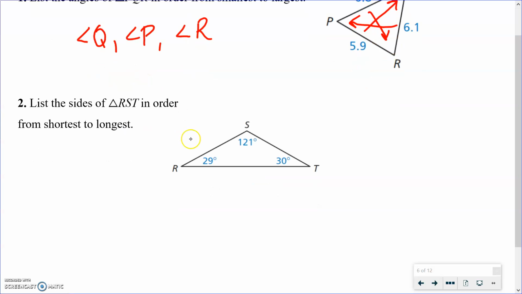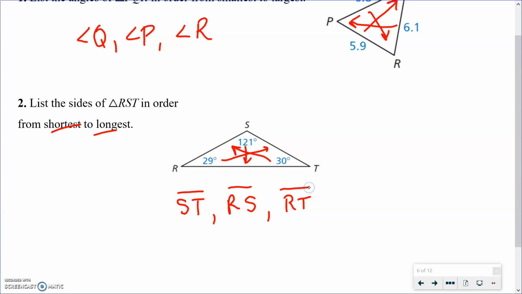All right, and then you can use the angles to do the same thing and list the sides from shortest to longest. So again, the smallest angle is across from that side right there, which is ST. So ST is our shortest side. And then 30 degrees is across from RS. And then 121 degrees is across from RT, and RT is going to be our longest side because it's across from the largest angle.